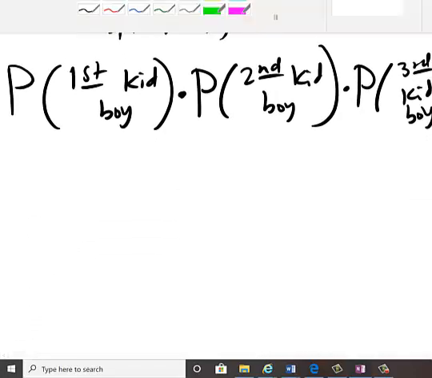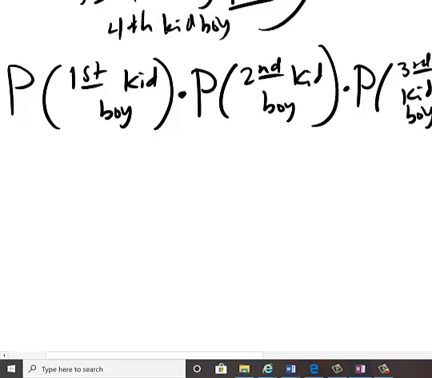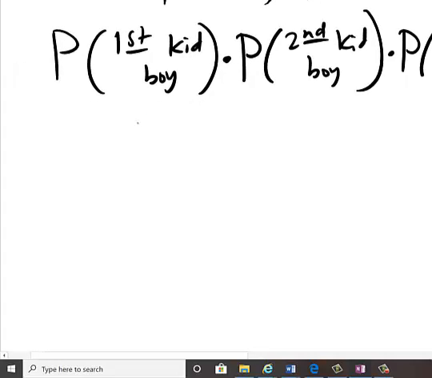Well, if you think about it, it doesn't really matter if it's the first kid, second kid, third kid, or fourth kid. You have a 1 out of 2 shot of having a boy, because you're either having a boy or a girl, right? So if I want a boy, it's a 1 out of 2 shot. So each of these is a half.